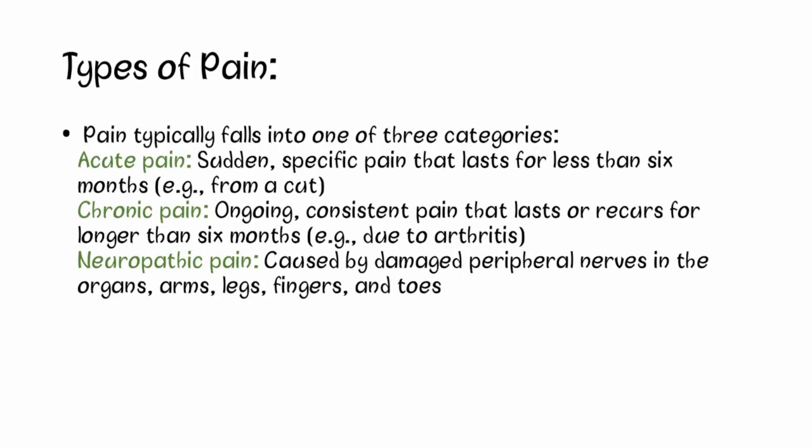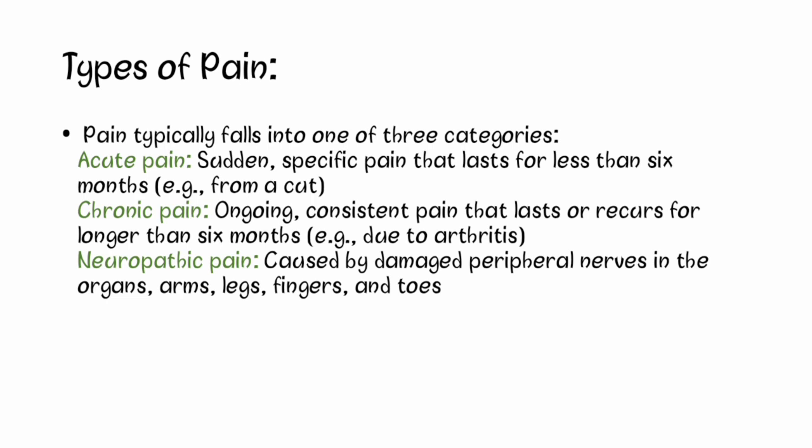Now, before moving on to different types of pain rating scales, first of all, we should look at what the different types of pain are. So, you can have many different types of pain. Pain is typically bucketed into one of three categories. The one category is acute pain, in which there's a sudden, specific pain that lasts for less than 6 months. For example, a pain that results from a cut.